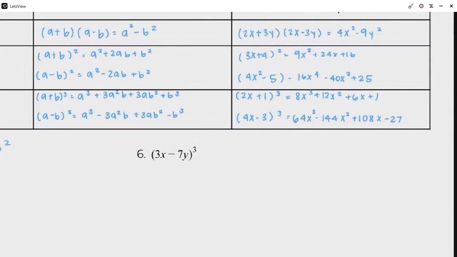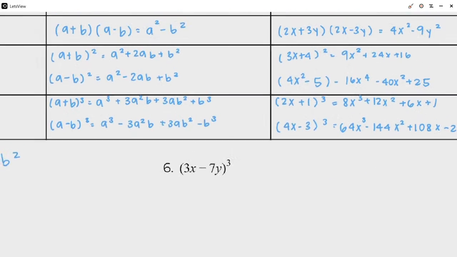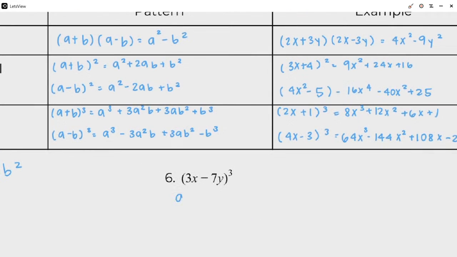Okay, and this next one, we have 3x minus 7y cubed. So we're using the cube of a binomial equation, and we're going to be using the bottom one since it's a minus. So a would be the first part, which is 3x, and b would be 7y. So it's not negative 7y because we're using this equation here. So a is the first part, and then the minus is already part of the equation.